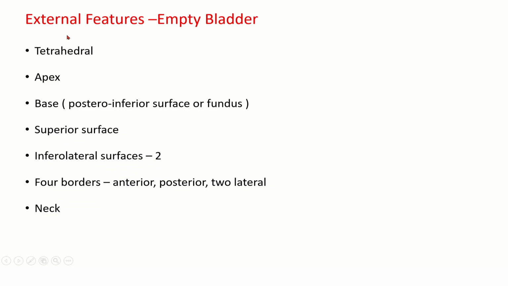So first we will see the features of the empty bladder. It is tetrahedral in shape. It is having an apex, base also called as posterior inferior surface or fundus. There is a superior surface. There are two inferior lateral surfaces. There are four borders, one anterior, one posterior, and two lateral borders, and there is a neck.